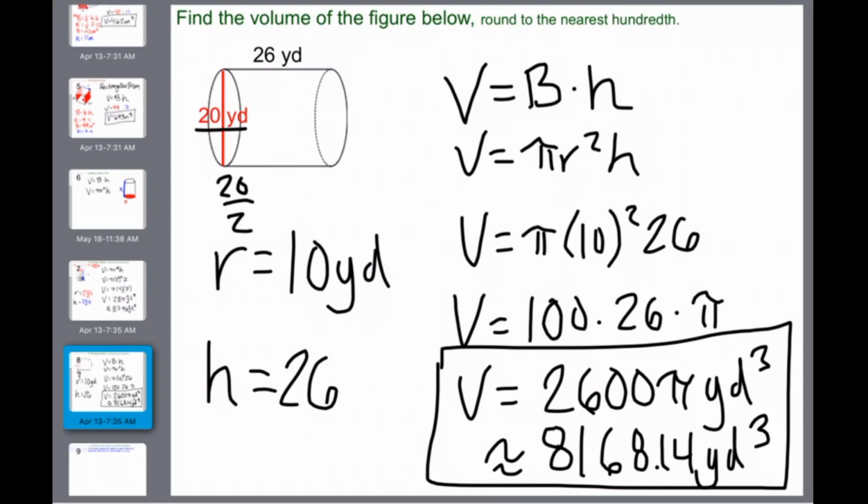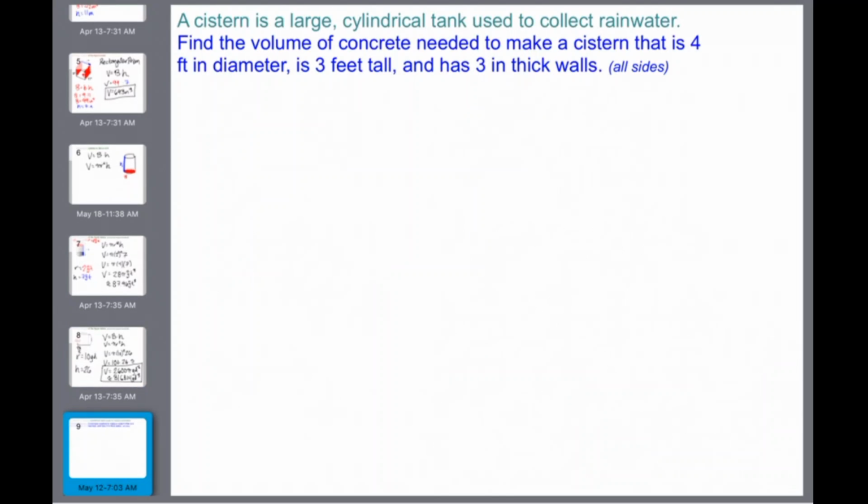All right, so lastly, we have a word problem. All right, so we have a large cylindrical tank that collects rainwater. So we want to find the volume of concrete that's needed to make the cylindrical tank. And we have that it is 4 feet in diameter and 3 feet tall, and it has 3-inch thick walls.